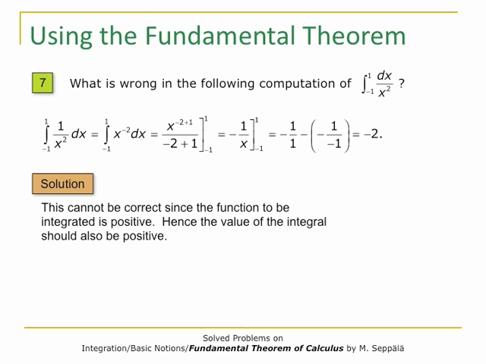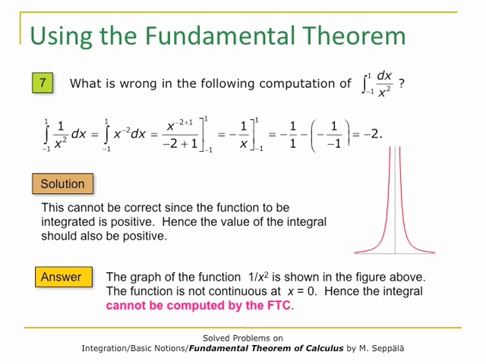And the answer is that this integral from negative 1 to 1 dx divided by x squared cannot be computed by the fundamental theorem of calculus. This is because the function 1 divided by x squared is not continuous in the interval of integration, which is from -1 to 1. Therefore, this integral from -1 to 1 dx divided by x squared is really undefined and certainly cannot be computed by the fundamental theorem of calculus. Hence, this is wrong. The assumptions of the fundamental theorem of calculus are not satisfied.